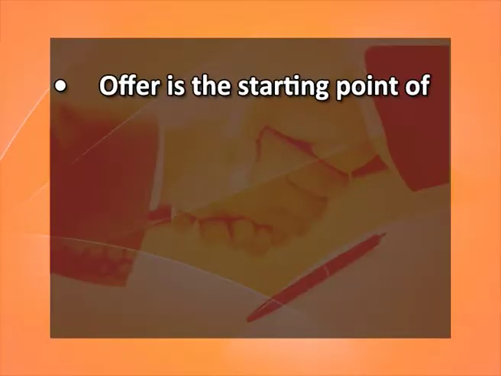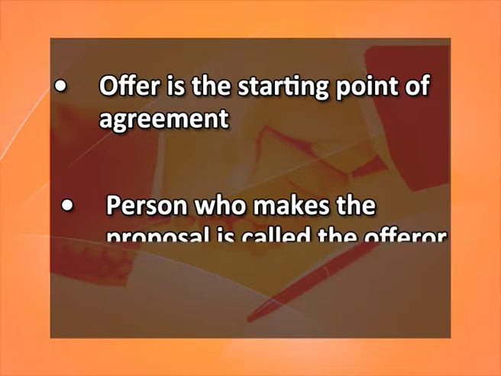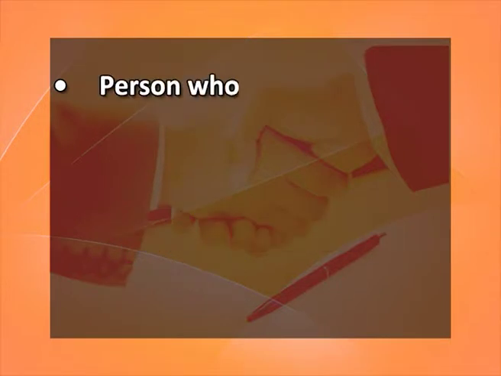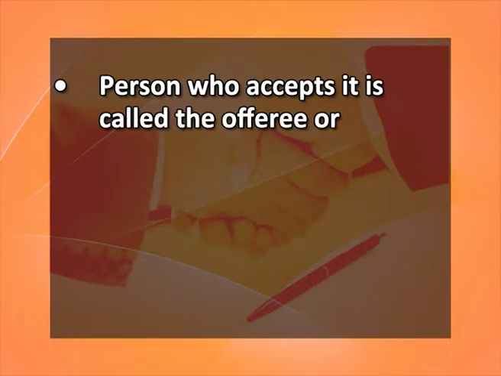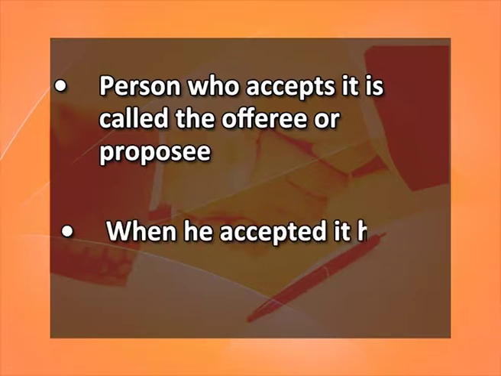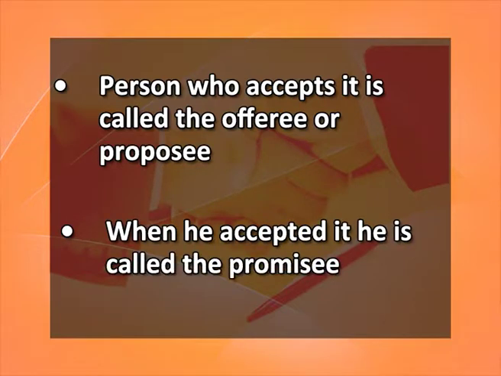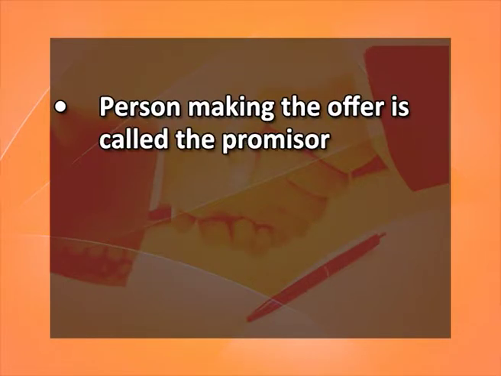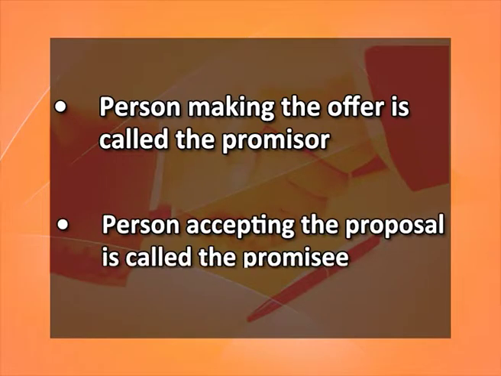The offer is the starting point of agreement. The person who makes the proposal is called the offeror or promisor. The person who accepts it is called the offeree or proposee. And when he has accepted it, he is called the promisee. Thus, the person making the offer is called the promisor, and the person accepting the proposal is called the promisee.